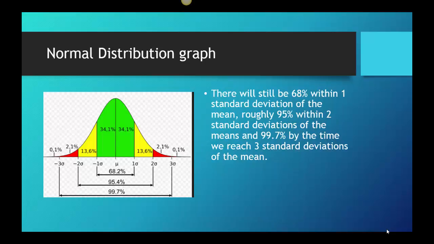They will still have 68% within one standard deviation, roughly 95% within two standard deviations, and 99.7% within 3 standard deviations of the mean. So anytime people talk about normal distributions, this is what we're looking at: how the data is distributed within the standard deviations.